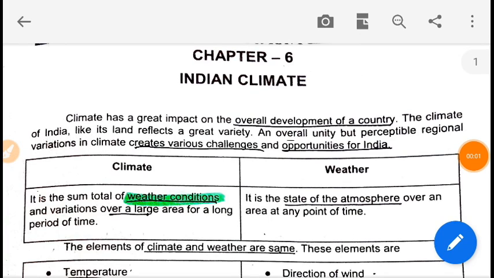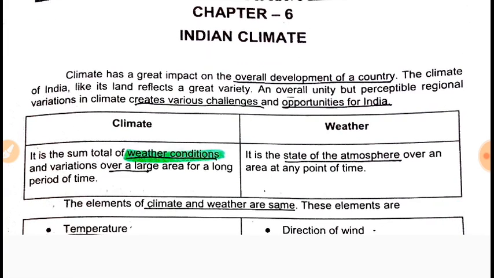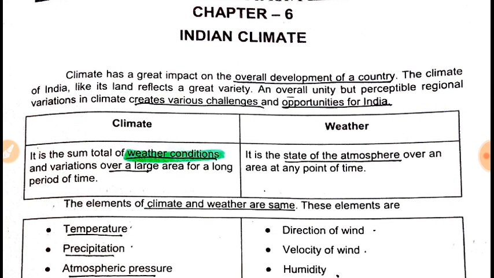Good morning, friends. In this video, we'll be covering up Indian climate, chapter 6 of geography section. We'll be covering in such a manner that we need not study it again. Okay, so let's get started. Indian climate. And first of all, the introductory lines.